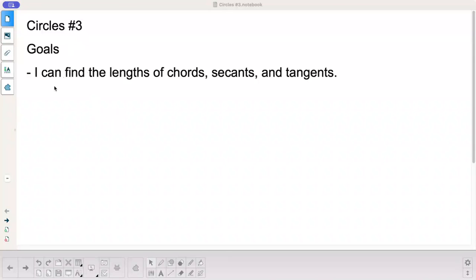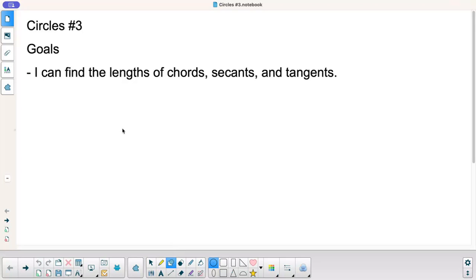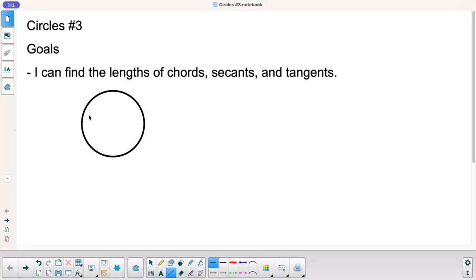Circles number 3. I can find the lengths of chords, secants, and tangents. So just a quick reminder, if you don't remember what a chord is, here's my circle, a chord is a segment that has two endpoints on the circle. So that would be a chord.